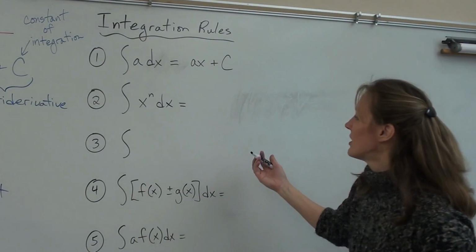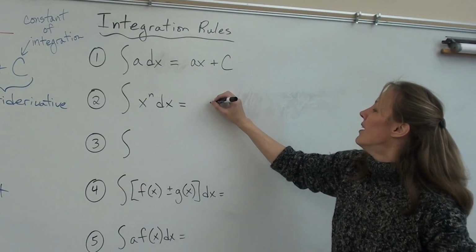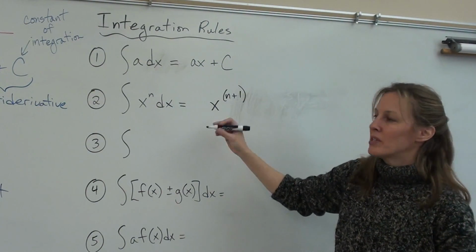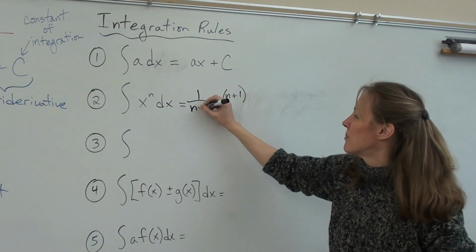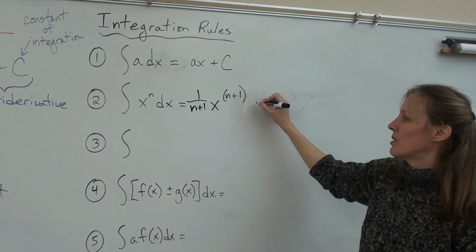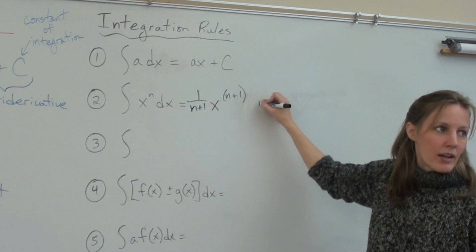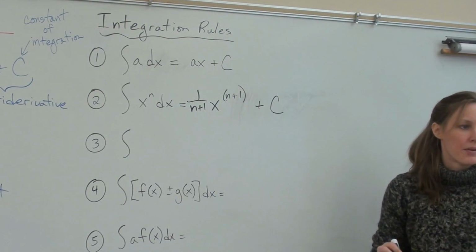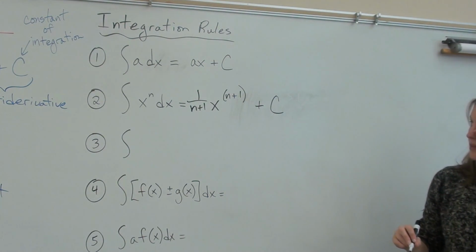So how do we write that as a rule? The integral of x to the n is x to the n plus 1 over n plus 1. I'm going to write it as 1 over n plus 1 times x to the n plus 1. And of course we can't forget plus C.